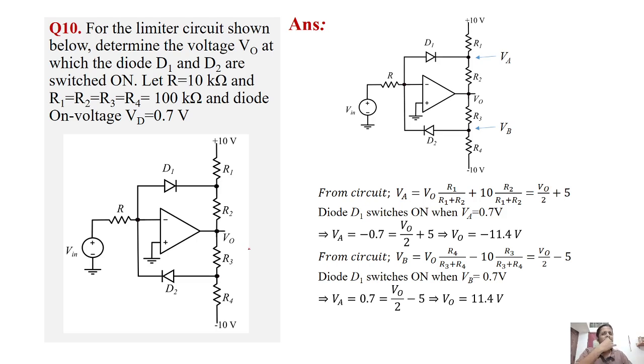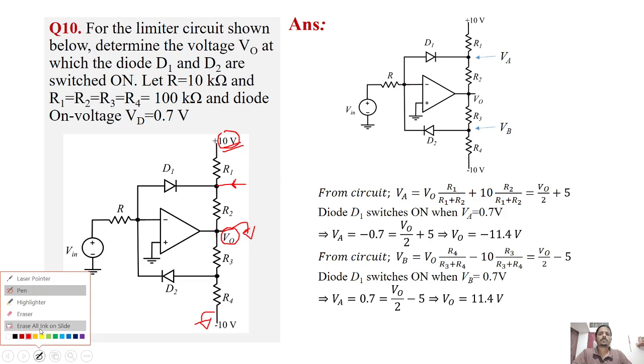Sir, I have a doubt in that 10 into R2 by R1 plus R2. Why are we adding that, sir? If I consider the voltage here, it will be mainly due to V0 and 10, right? To find this, we'll use the superposition theorem. To find the effect of 10, we'll ground the other voltages and find what is the effect of 10 here.